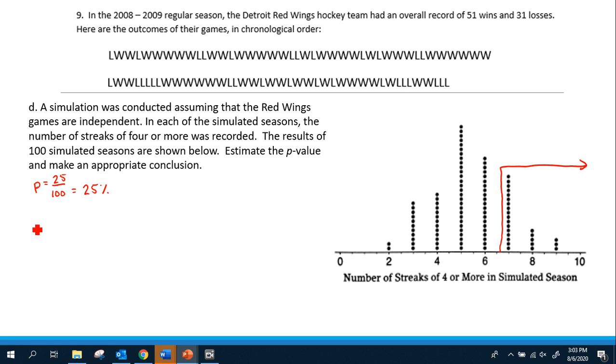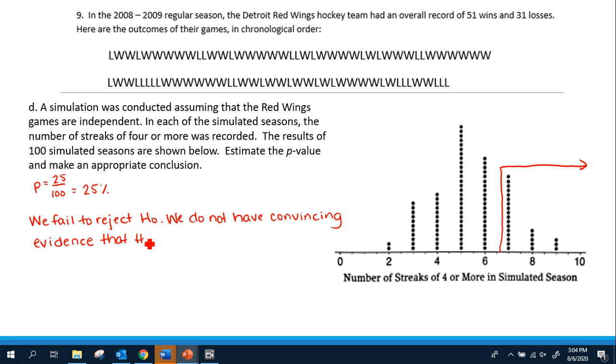With a p-value of 25%, we would fail to reject H0. So we do not have convincing evidence that the Red Wings are a streaky team.